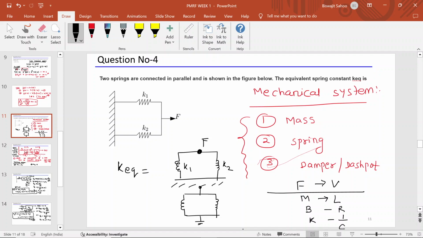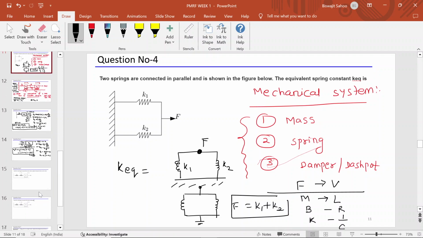And you remember that when two capacitances are in parallel, they should be added, right? Yes, sir. So that's why your equivalent spring will be K1 plus K2, not equal to K1 K2 by K1 plus K2, and they are not in series, okay? So don't be confused. The answer will be K1 plus K2.